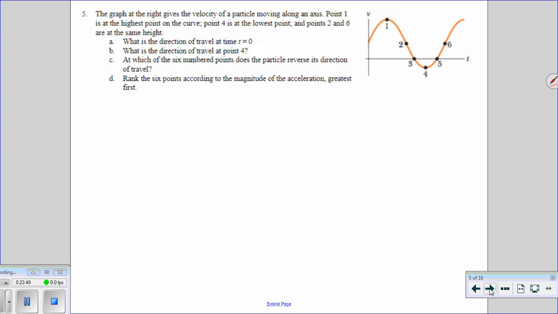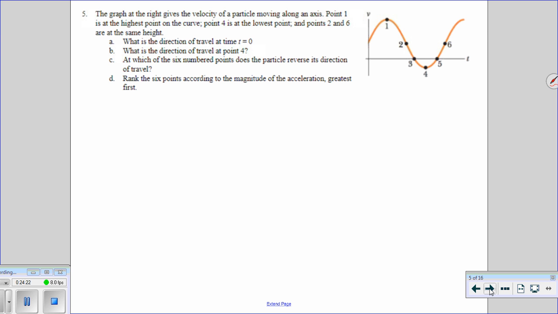Justin C says, at which of the 6 numbered points does the particle reverse its direction of travel? I said 3 and 5 because it changes from positive to negative velocity. Perfect. Points 3 and 5 is the correct answer to that. What's happening at point 1? It's not changing direction. It reaches its maximum velocity, right? So from here to here, the velocity is increasing. And then after point 1, the velocity is decreasing.